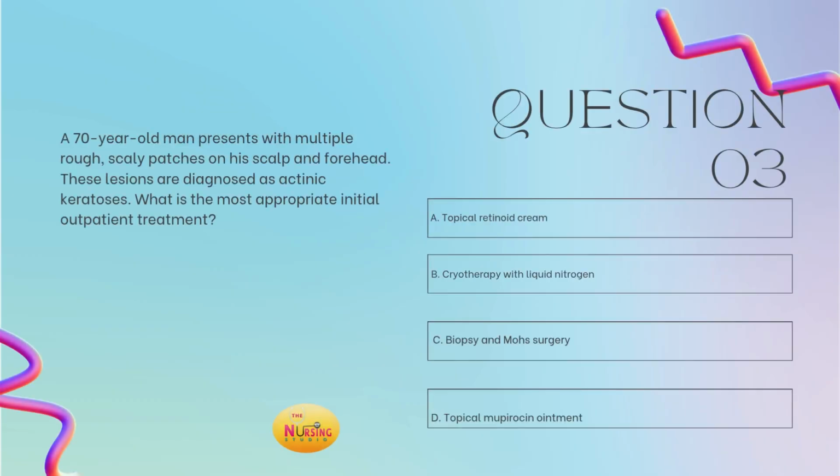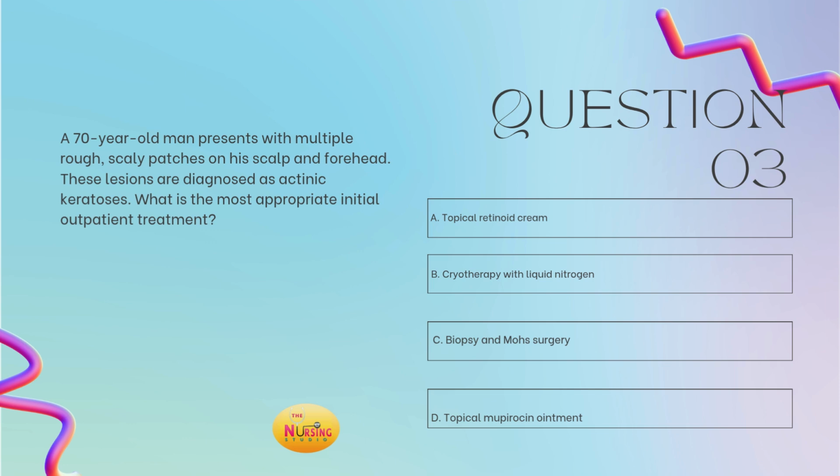And now, question number 3. A 70-year-old man presents with multiple rough, scaly patches on his scalp and forehead. These lesions are diagnosed as actinic keratosis. What is the most appropriate initial outpatient treatment? Is it A, topical retinoid cream? Is it B, cryotherapy with liquid nitrogen? Is it C, biopsy? Or is it D, topical mupirocin ointment? Take a moment and tell me what you got.